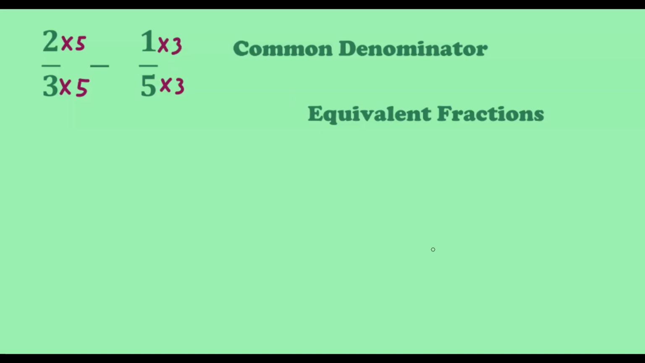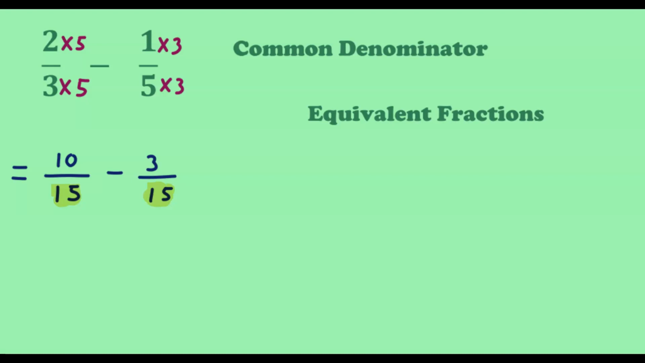So this is what we get. So what do we end up with? We have 2 times 5, which is 10, divided by 3 times 5, which is 15. And from this we subtract 1 times 3, which is 3, divided by 5 times 3, which is 15. So now we can see that we have two fractions, the denominators of which are equal to 15. That is, these two fractions have the same denominator.